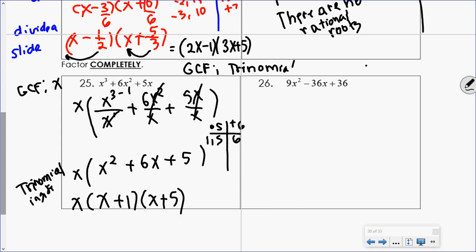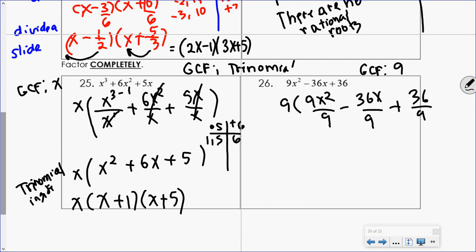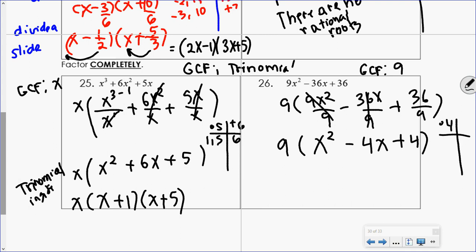26, greatest common factor is 9. There's no variable in each term. So I'm going to come down here, 9 times 9x squared divided by 9 minus 36x divided by 9 plus 36 divided by 9. So factor the greatest common factor first, and then we're going to handle that trinomial inside. 9 divided by 9 is 1, so I get 1x squared, minus 36 over 9 is 4, x comes down, plus 4. Now we're looking for two numbers that multiply to 4 and add up to 4. 1 and 4 is 5. 2 and 2 is 4.